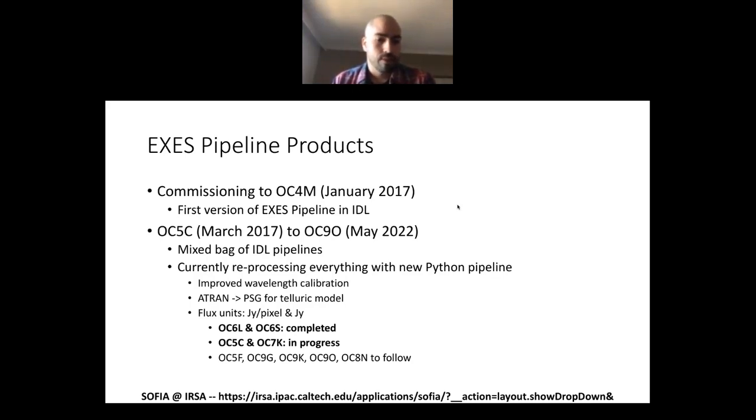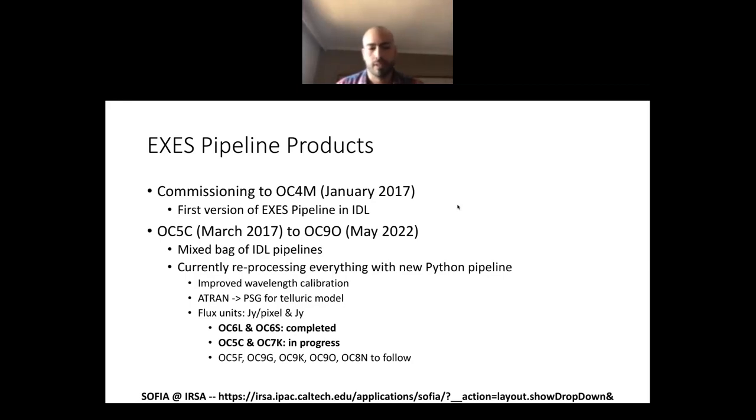During the closeout, we're currently reprocessing everything from cycle 5 to cycle 9 with the new pipeline. Some of the things you're getting with that will be an improved wavelength calibration, especially for the high resolution data. We're changing our telluric model. Previously it was always ATRAN, but we've moved to the PSG. One of the motivations is that for certain regions, there are molecules in Earth's atmosphere that are in PSG that just happen to not be in ATRAN.